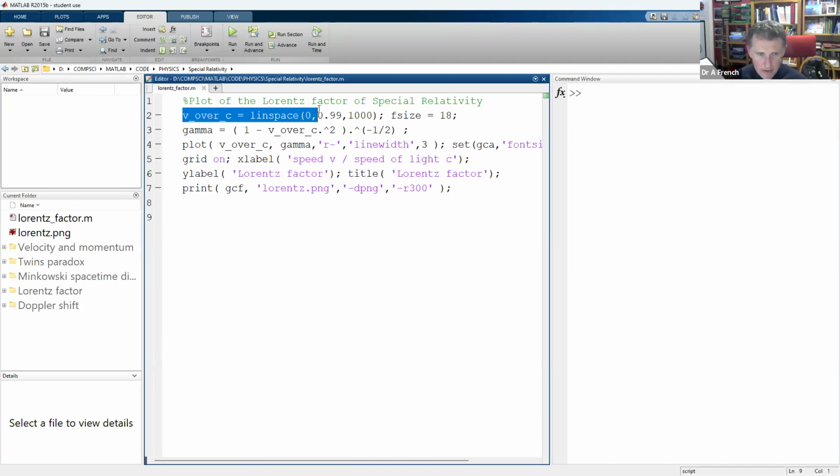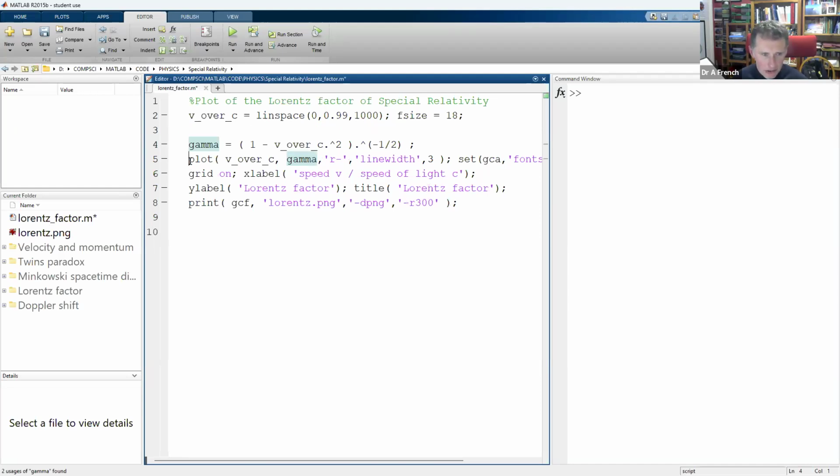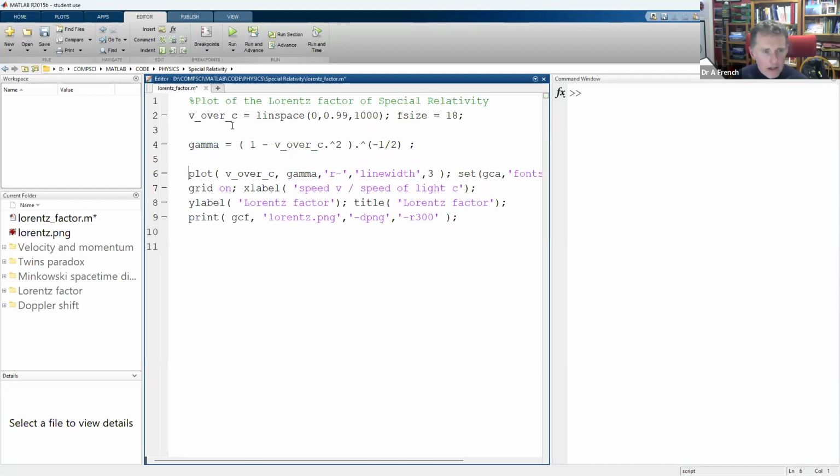If you've never coded before, if you're new to this kind of thing, this is literally the commentary, what it's going to do. And now I'm going to do a few things. Let's put some line returns to go line by line. So V over C equals linspace(0, 0.99, 1000). What does that mean? I'm going to create a linearly spaced array, 1,000 elements long, between 0 and 0.99.